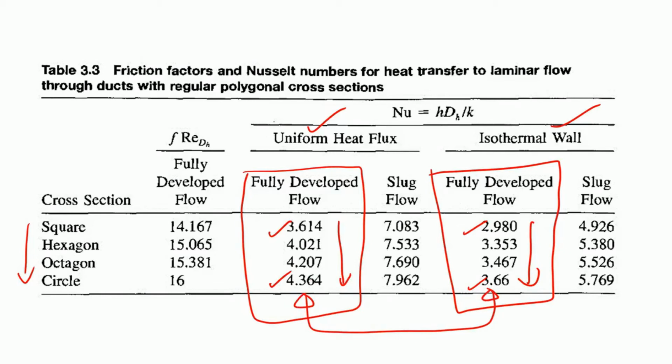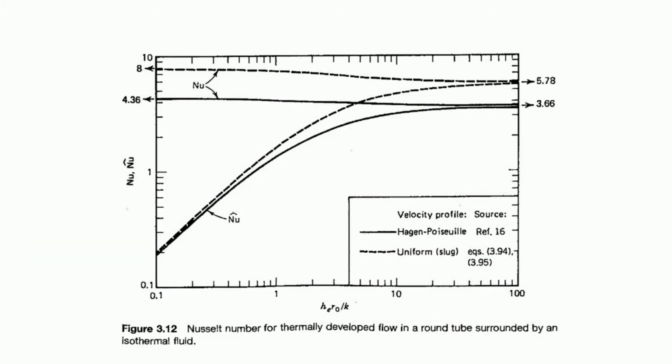As we did the math, we showed that 3.66 and 4.364 were the two limits. Similarly, you can also look at the friction factor, which comes from the hydrodynamics. There also, as you can see, the friction factor increases a little bit as we move from a square to a circle.